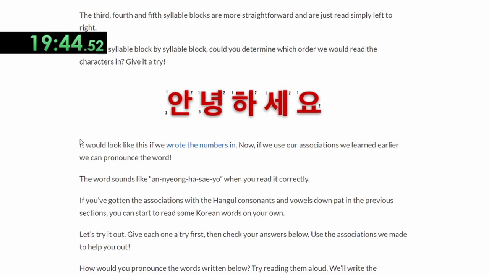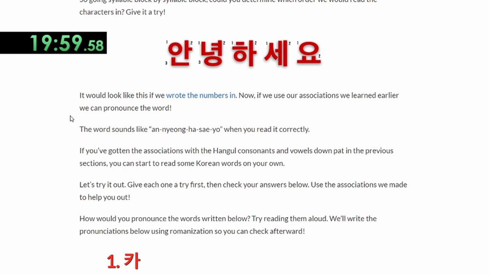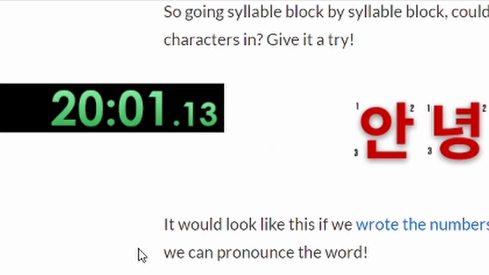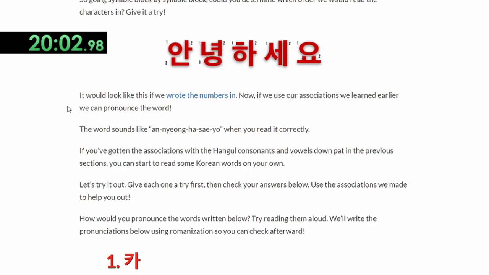Okay, yeah, so it's just like that for each block. This is all ones. This is the snowman. He had a hat. H. It would look like this if we wrote the numbers in. Now, oh no, we just hit 20 minutes. If we use our associations we learned earlier, we can pronounce the word.